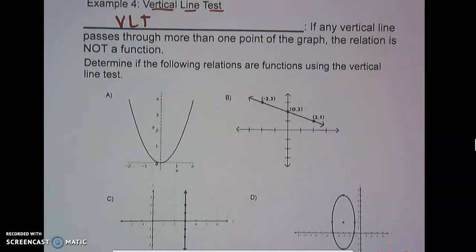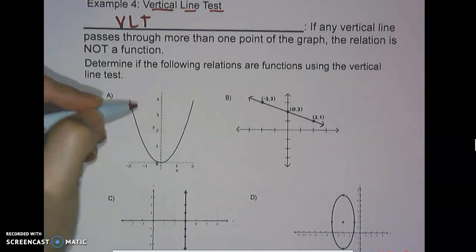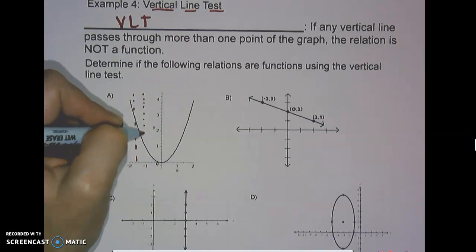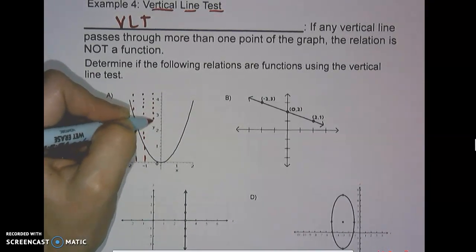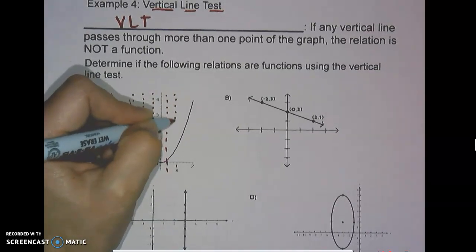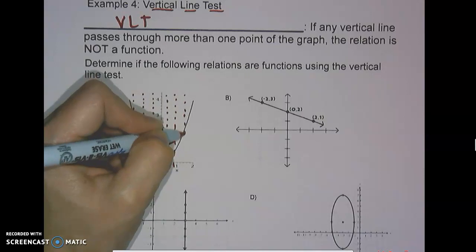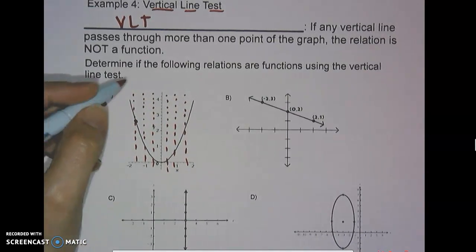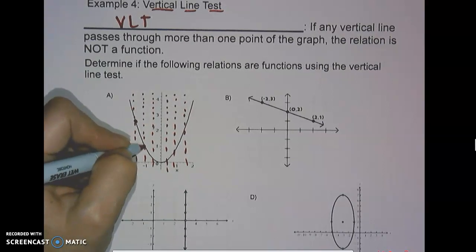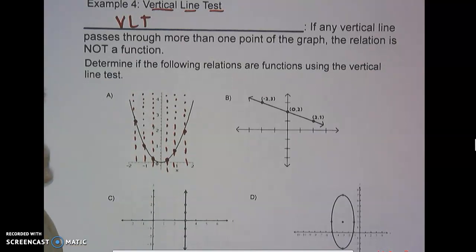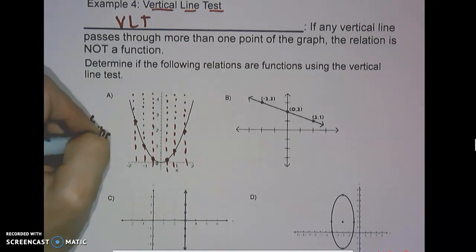So looking at these, one way to do this is to physically draw vertical lines. If I'm looking at any of these vertical lines that I'm drawing, and obviously there's more that happen in between these, how many times does each of them cross the parabola that was given to us, the graph? So it just touches once, once, once, once, once. Since all of those just touch once, this would be a function.